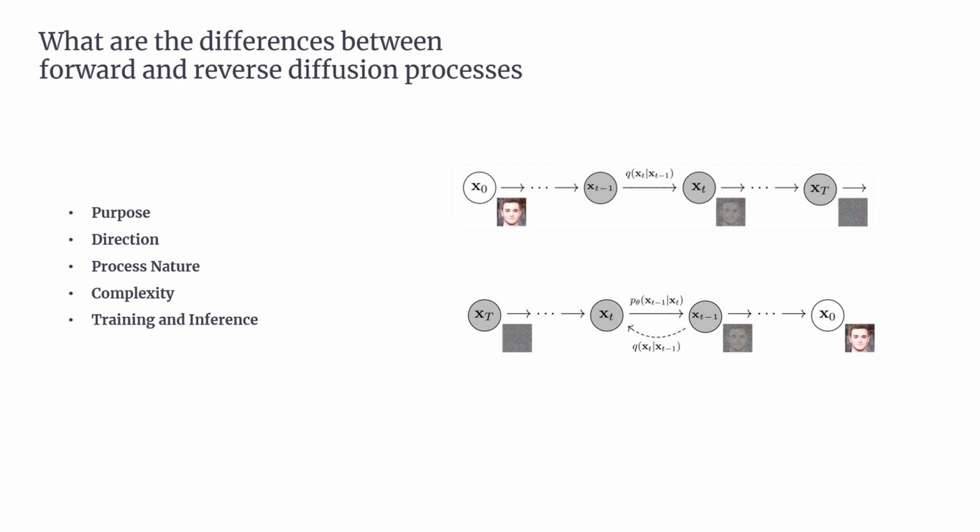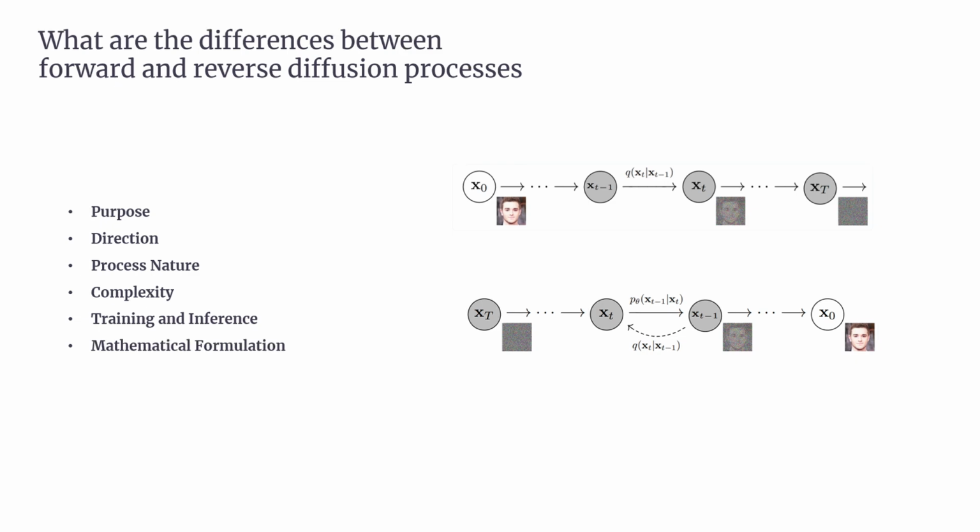4. Complexity. For forward diffusion, it's relatively simple. At each step, you just add some Gaussian noise to the data, and this can be described with a simple mathematical formula. For reverse diffusion, this is more complex because it involves a neural network that predicts the noise at each step. It requires sophisticated architectures, like the U-Net, to perform the denoising at each step of the reverse process.